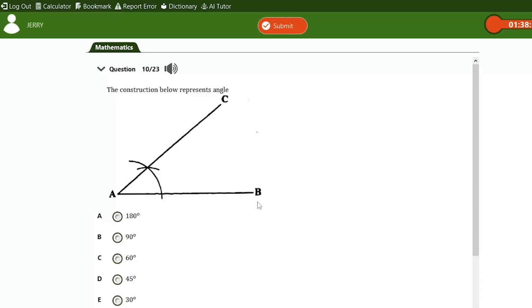Look at this. The construction below represents angle what? Remember. Now, that is angle 60, and this is another way of constructing angle 60.